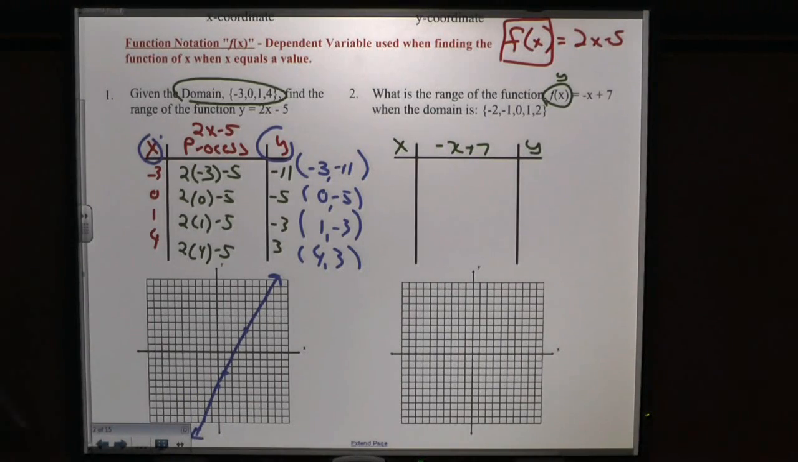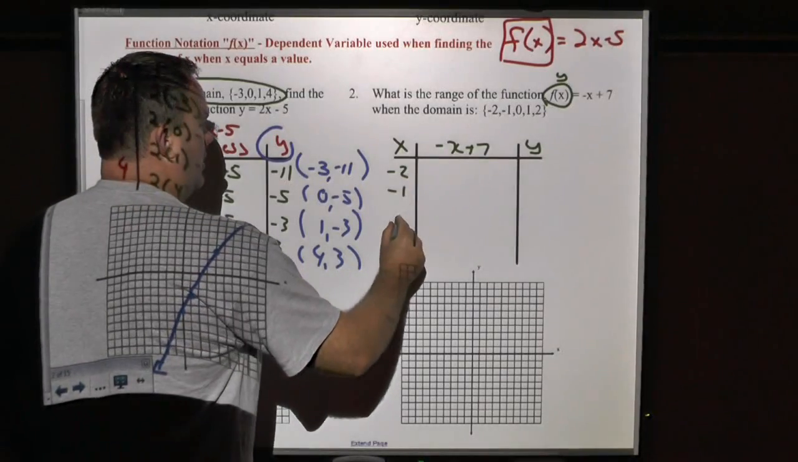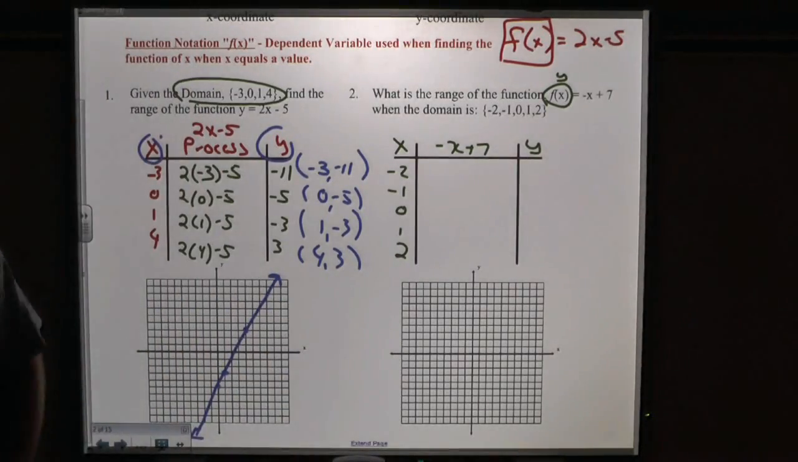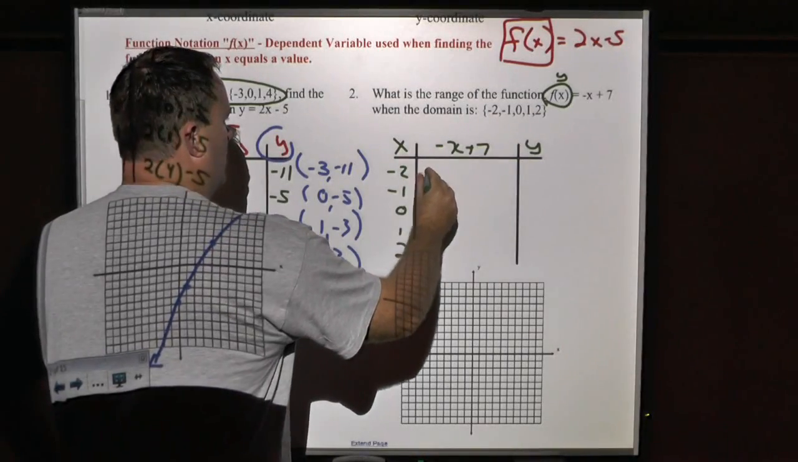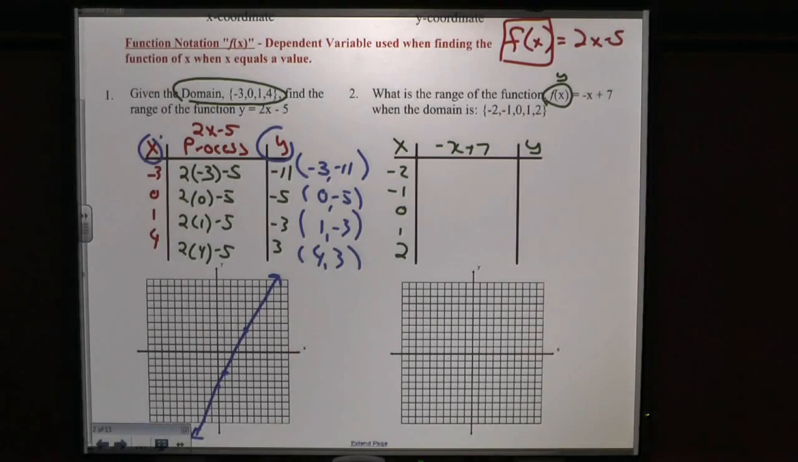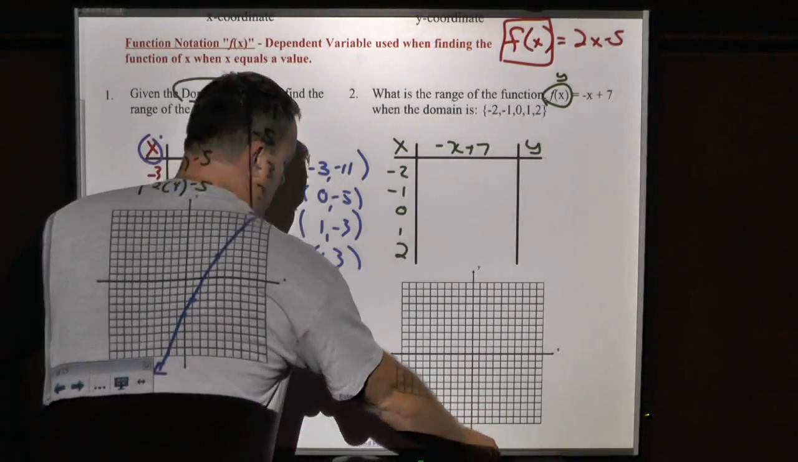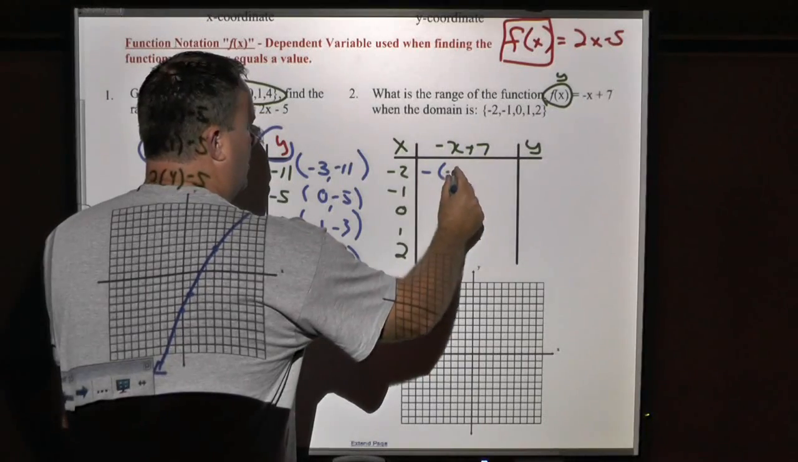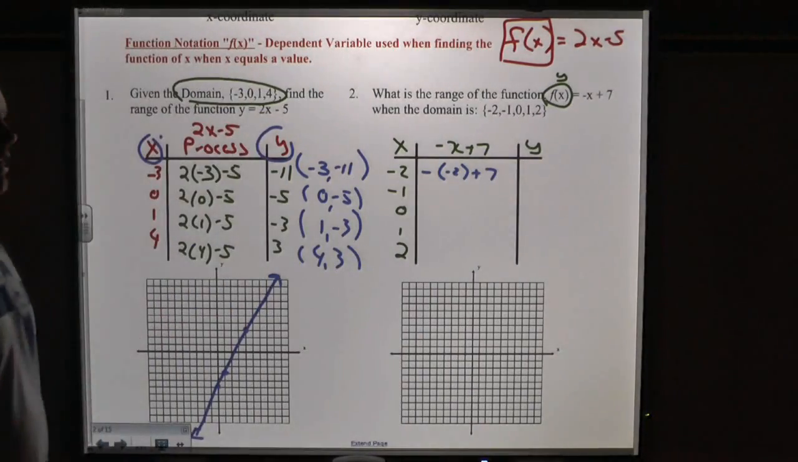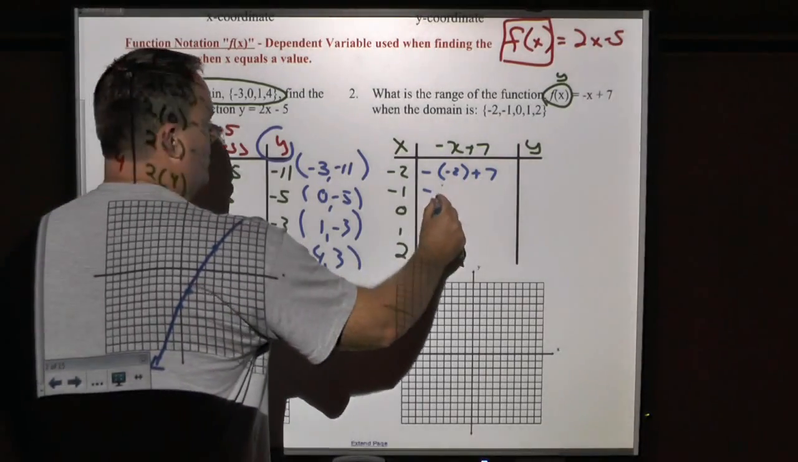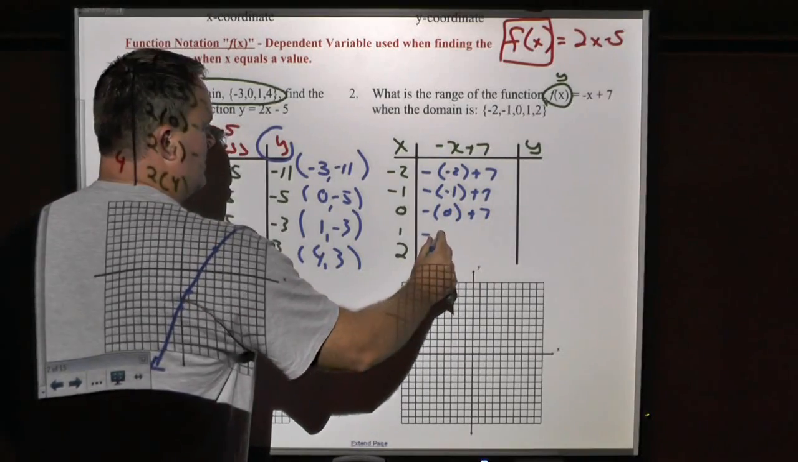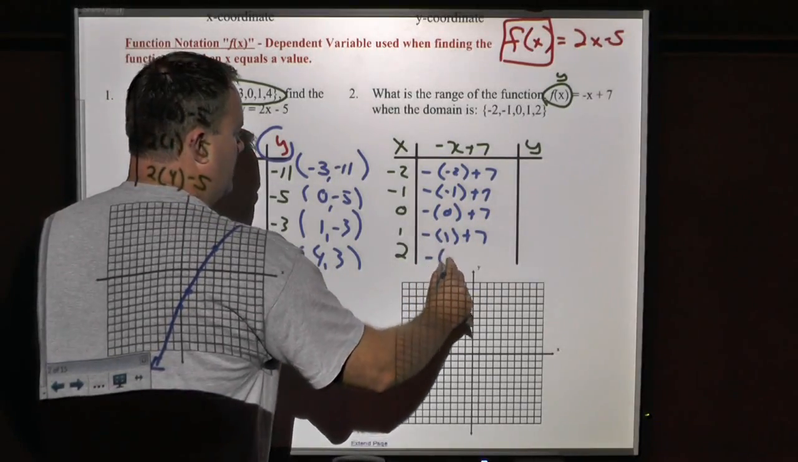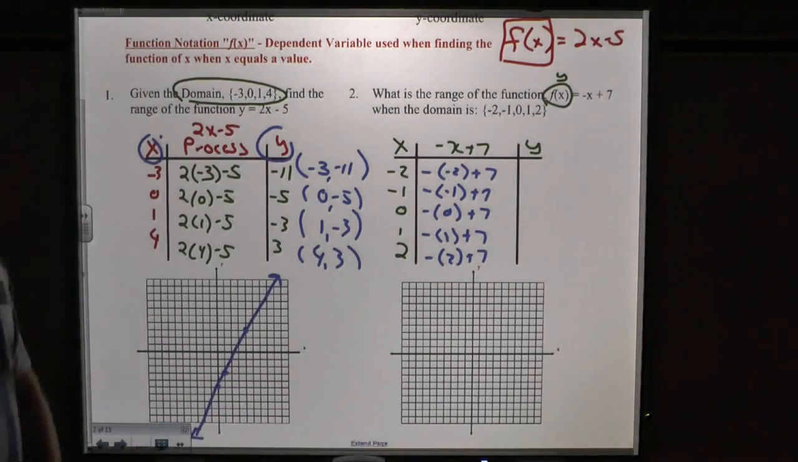So, if you're given a domain, you plug that domain in for x. That's your x coordinate. Then you have to go through and you have to find y. Well, all we're doing is we're substituting in that -2 in for x. Right? So, what this -x means, it means the opposite of whatever x is. So as we do this, this means the opposite of this -2 plus 7. And that's how you have to write it. The next one means the opposite of -1 plus 7. The opposite of 0. The opposite of 1. And the opposite of 2. Alright? And then you go through and figure these out.